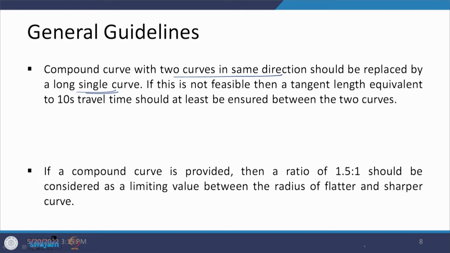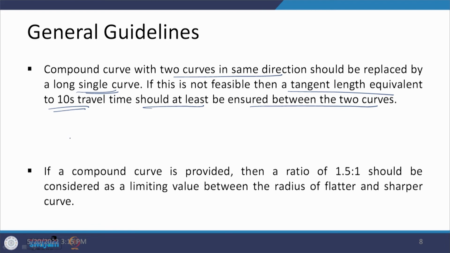But in a few cases we may find that it is not possible. So, if it is not possible, then what needs to be done? What it says is that if it is not possible, then a tangent length equivalent to 10-second travel time should at least be ensured between the two curves.